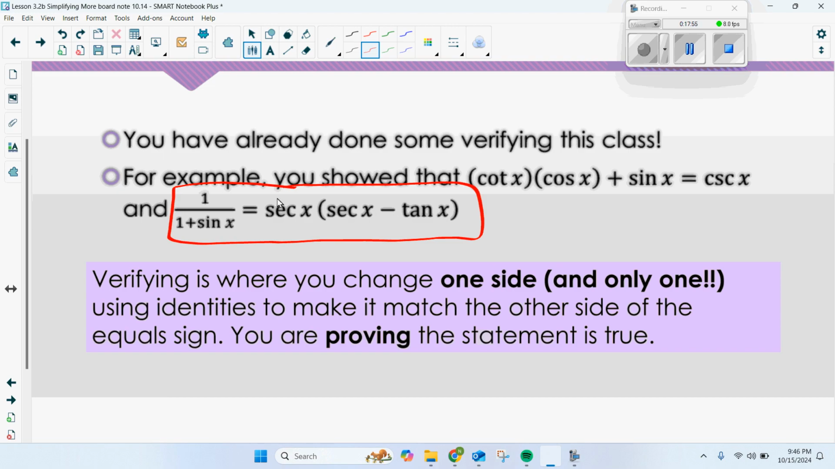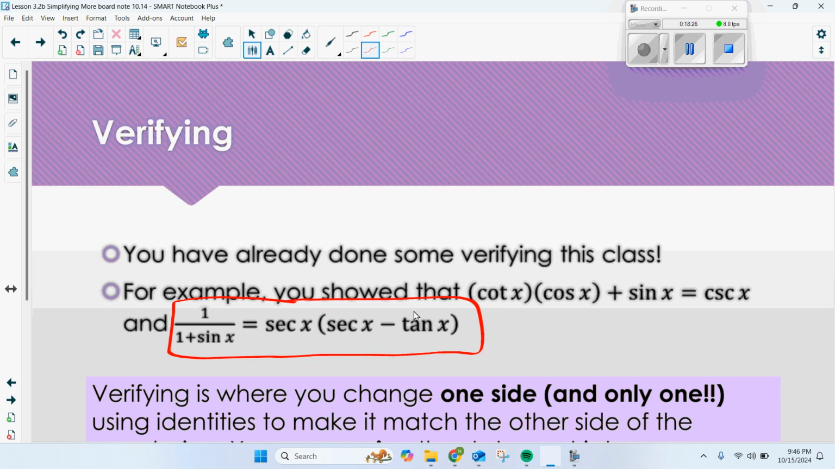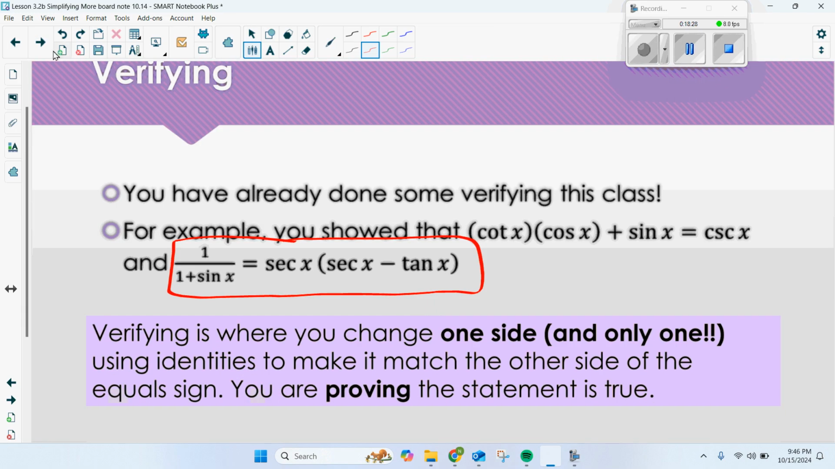So you could either work on the right side and do some substitutions and multiplication and stuff like that to turn it into the left side. Or you could work with the left side and try to turn it into the right side. You cannot move stuff from one side to the other side. And you also can't work on the left side and then also work on the right side. You have to just pick one side to work on. Okay, that's it.